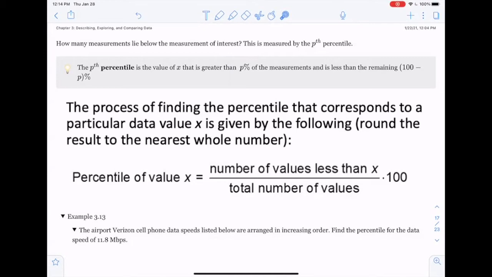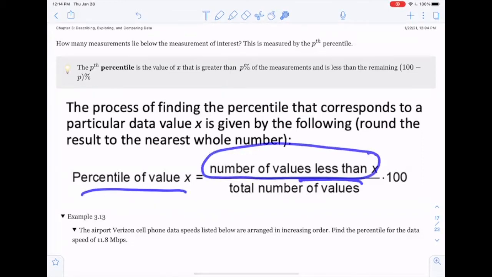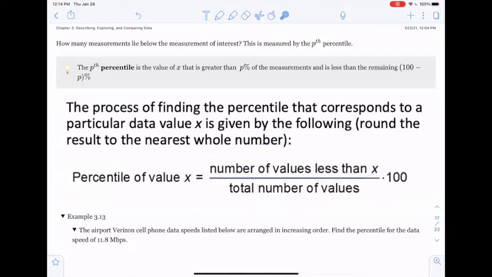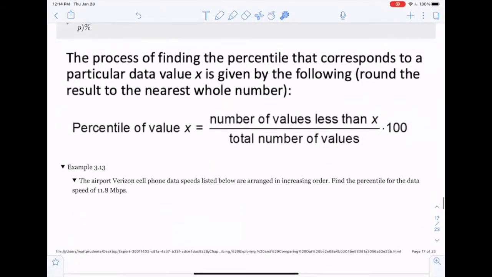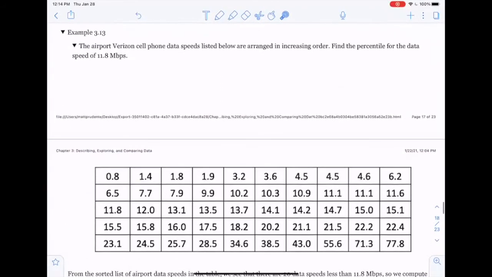And how do we find the percentile value? That's really easy. The percentile value of x is just the number of values less than x divided by the total number of values, times 100%. Really straightforward. What we have below is a list for percentiles. The first thing we're going to need is a sorted list of data. If we have a longer list like this, it will always be sorted for us.